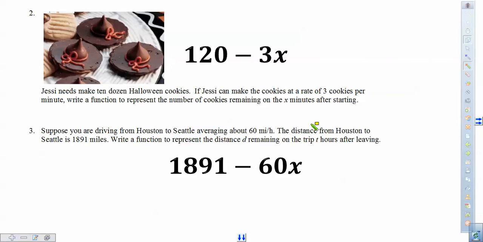Secondly, notice that the rate that we're going at, whenever they mention that rate of 3 cookies per minute, or going at 60 miles per hour, notice how we use that and how we translate that. That's always going to be paired up with your x.